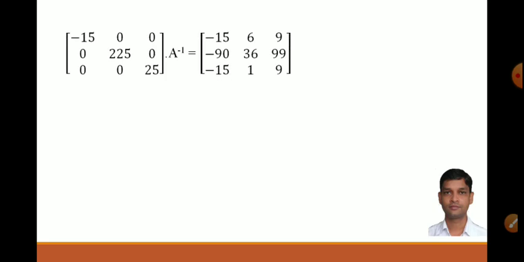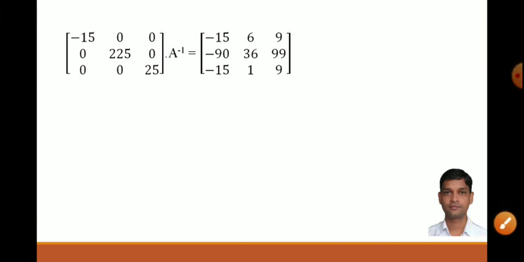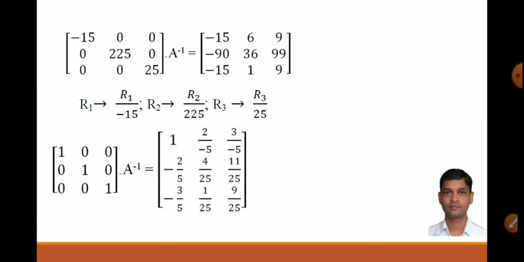See, this is your matrix. So we divide R1 by minus 15. So R1 changes to R1 upon minus 15. R2 changes to R2 divided by 225. And R3 changes to R3 divided by 25. So that in the first matrix, at the diagonal positions, we will get 1. Now divide every element. See, minus 15 upon minus 15 is 1.